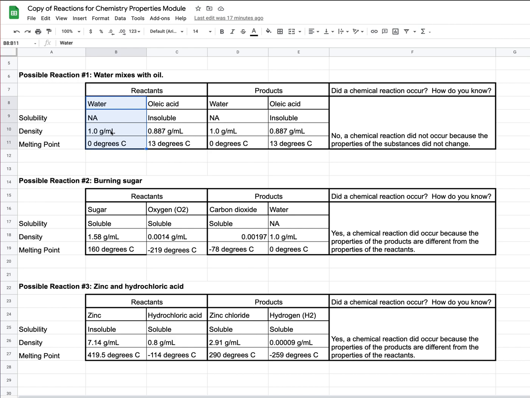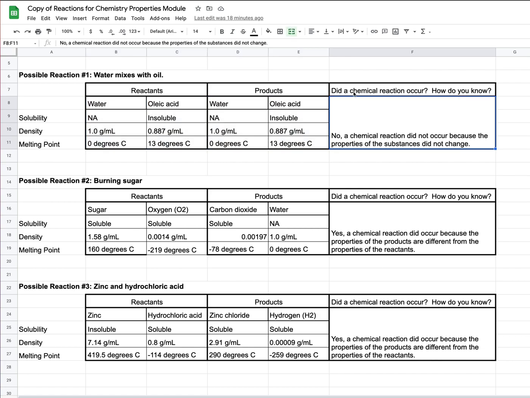Water, density of 1.0 grams per milliliter, melting point of 0. Oleic acid, not soluble in water, density of 0.887, melting point of 13 degrees. Mix them together, what do you get? You get water, same properties, oleic acid, same properties. So how do you interpret these data? Well, nothing changed. The reactants were the same as the products, same properties all the way down.